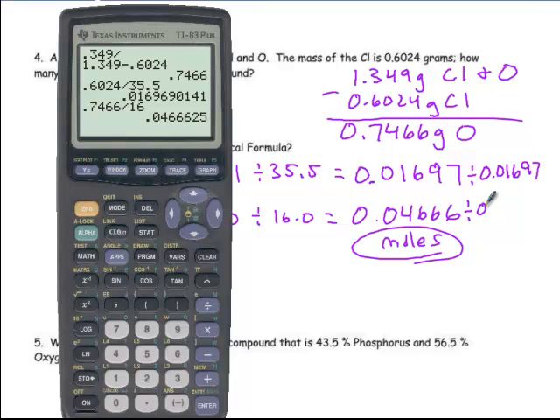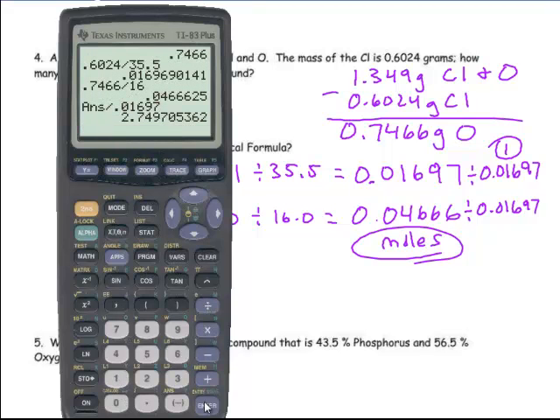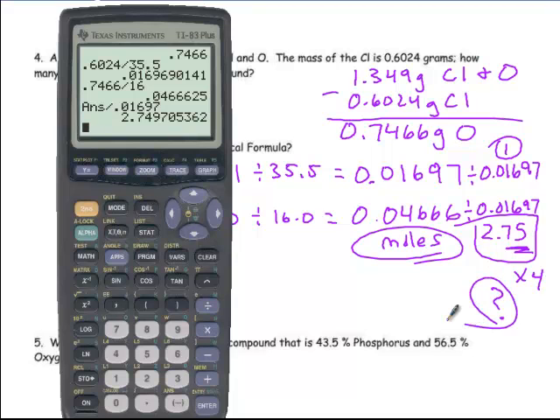So I divide them both by 0.1697. This is going to give me a 1. That one divided by 0.01697, and I get a 2.749, which is essentially 0.75. So we learned that that's 3/4, and so I have to multiply that one times 4. I can't just round it. This is the thinking step.